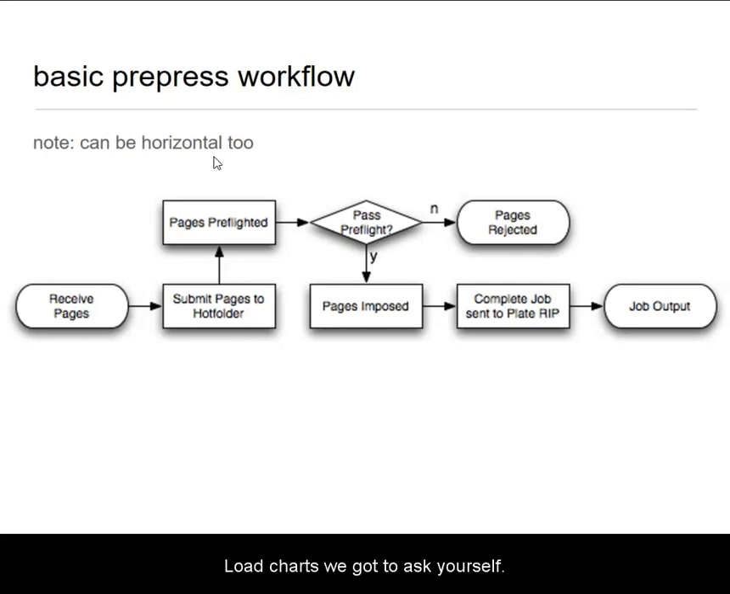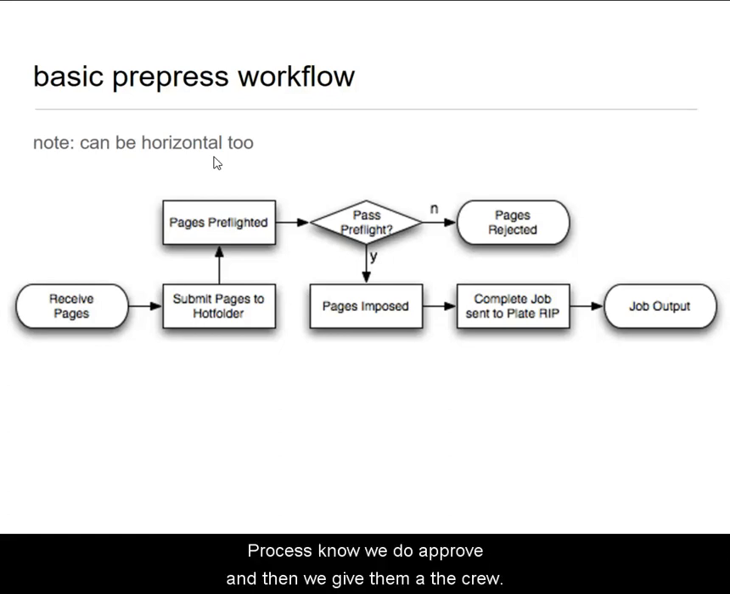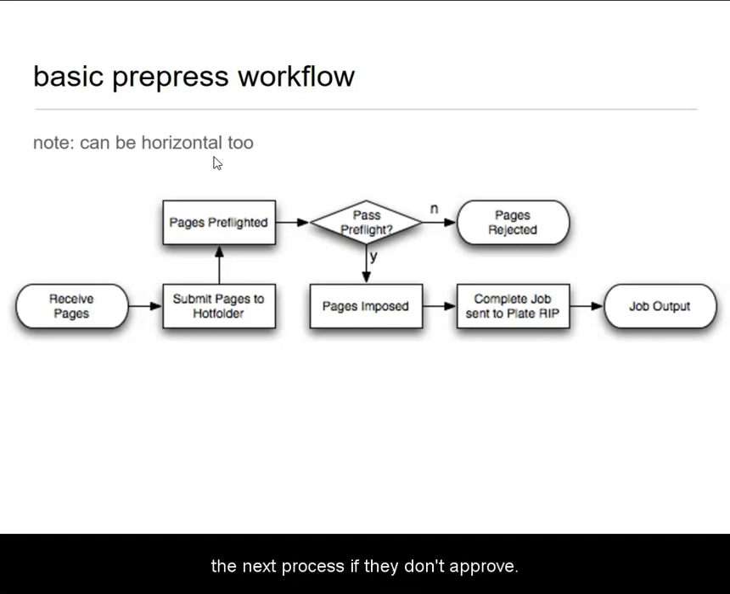We've got to ask ourselves, is this adding value? So let's just say we gave the customer a proof. In a process node, we do a proof, and then we give them the proof, and then they approve it or not approve it. If they approve it, great, it goes to the next process. If they don't approve it, we need to add another decision node saying, well, why didn't they approve it?